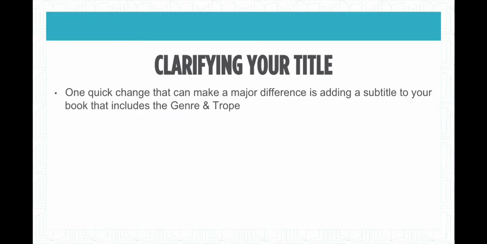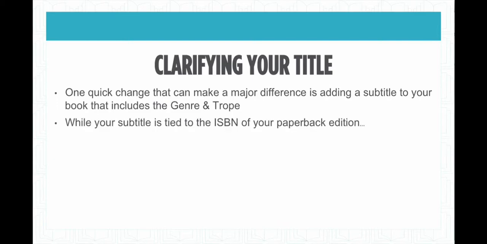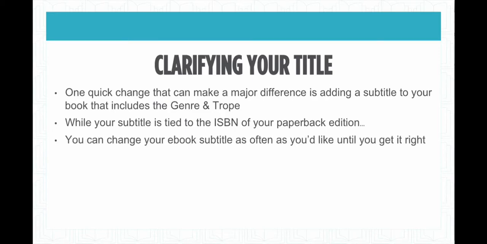Clarifying your title. We need to be abundantly clear about what genre and what trope your book is. Now, on a paperback, you can't change the subtitle, but on an ebook, you can add a subtitle that includes the genre or the trope. Now, your subtitle is tied to the ISBN of the paperback edition, so if you only do a paperback, you won't be able to make this change. But you can change your ebook subtitle as often as you want until you get it right.